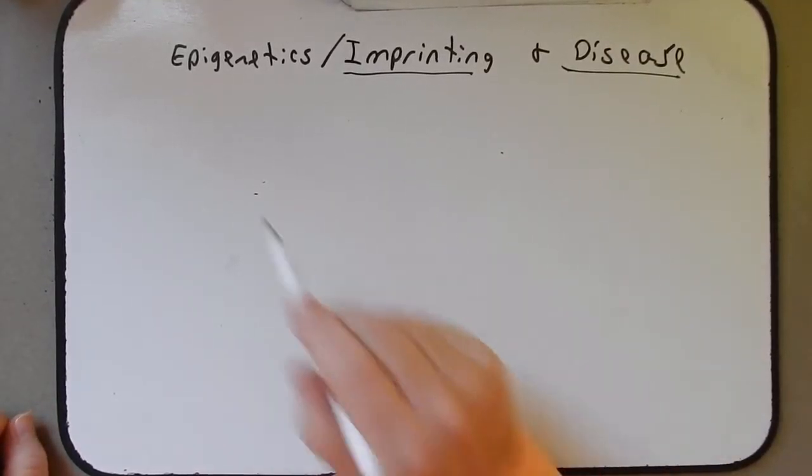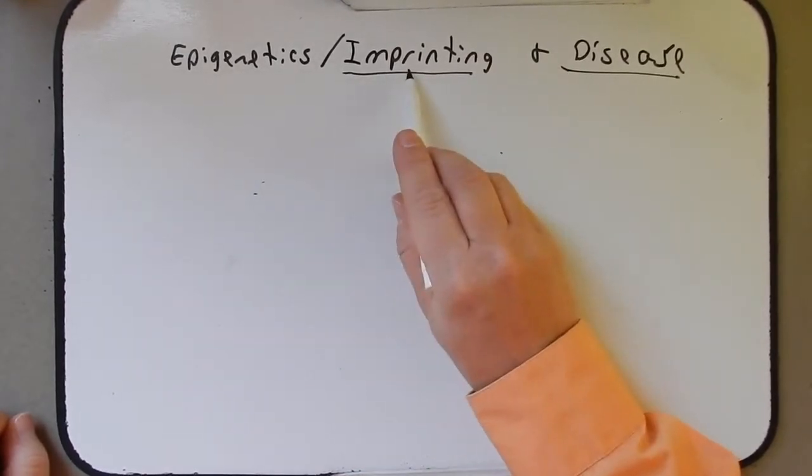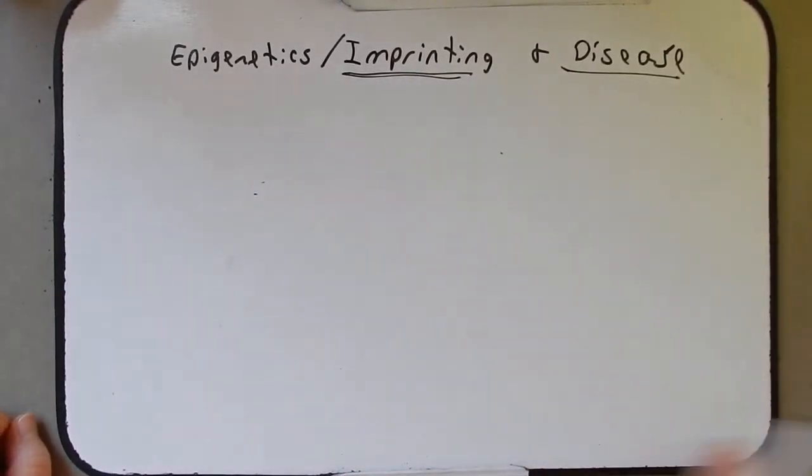In this podcast, we're going to be focusing on epigenetics and imprinting, specifically imprinting and disease. Now, we've talked about disease in the past, maybe certain topics have come up, but this podcast and the next podcast are going to be focused entirely upon a couple of diseases.